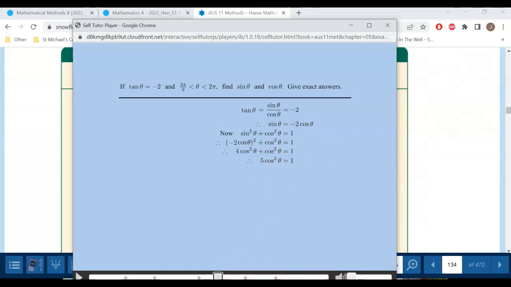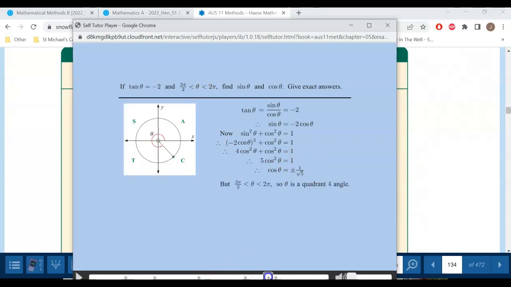If I divide both sides by 5, then I would have cos squared theta is equal to 1 over 5. And then if I take the square root of both sides, I'd be left with 1 over square root of 5, plus or minus. But we're only interested in values in this range. So this is going to be in quadrant 4, which means that the cos value, the x values, have to be positive. So we're only interested in the positive value.